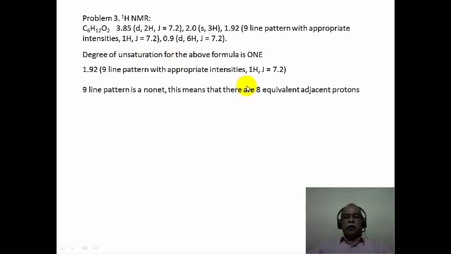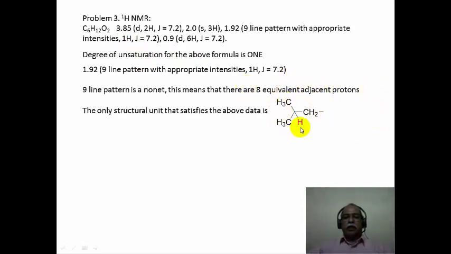The only possible structural unit that would satisfy this data is the isobutyl group, and the red hydrogen is the one that corresponds to the signal at 1.92, and it is surrounded by 2 methyl groups and a methylene group. Totally there are 8 vicinal hydrogens, and these hydrogens split this red hydrogen into a 9-line pattern of appropriate intensity with an average J value of about 7.2 Hertz. So this is the structural unit that is consistent with this.